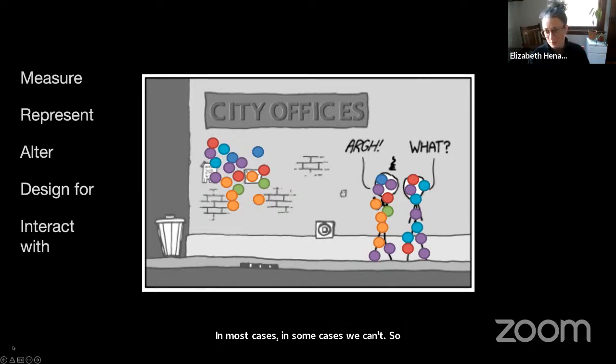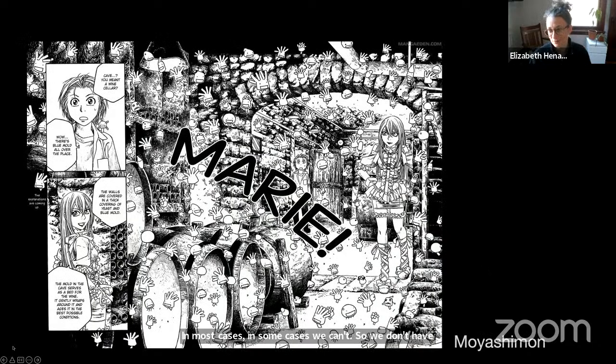So we don't have the superpowers of Moyashimon. This is a Japanese manga and anime in which the character has the superpower of being able to see microorganisms in all environments, and also hear them and talk to them. We unfortunately don't have this superpower innately, but I think there are things we can do to train our way of knowing and our way of seeing and thinking that would enable us to see the world in that way.